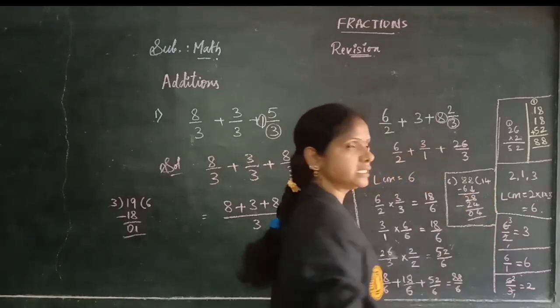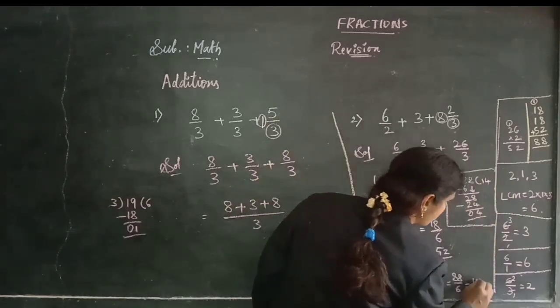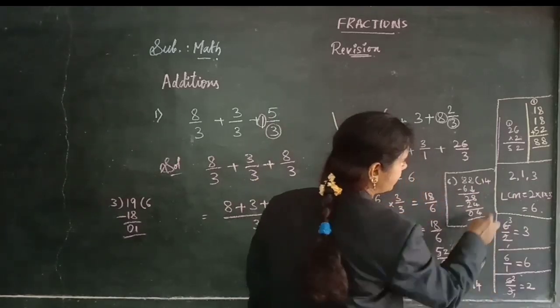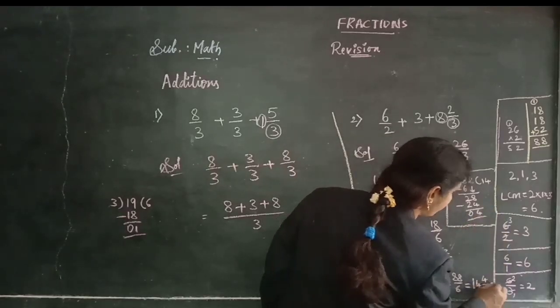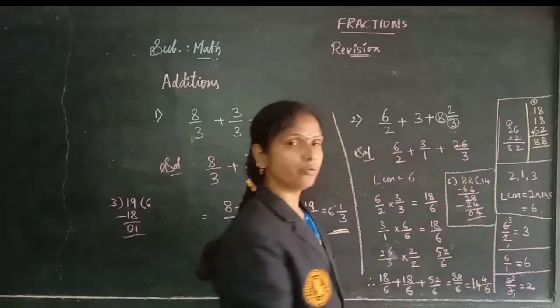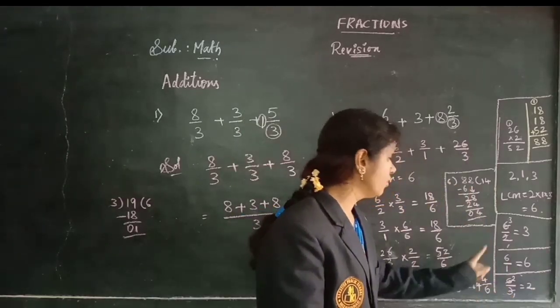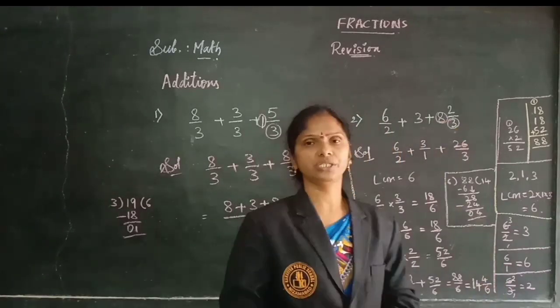So how can I write this as a mixed fraction? The quotient is the whole number, which is 14, the remainder will be in the numerator's place, 4, and the divisor will be in the denominator's place. So we can write 14 4 by 6 as the sum of these given fractions.